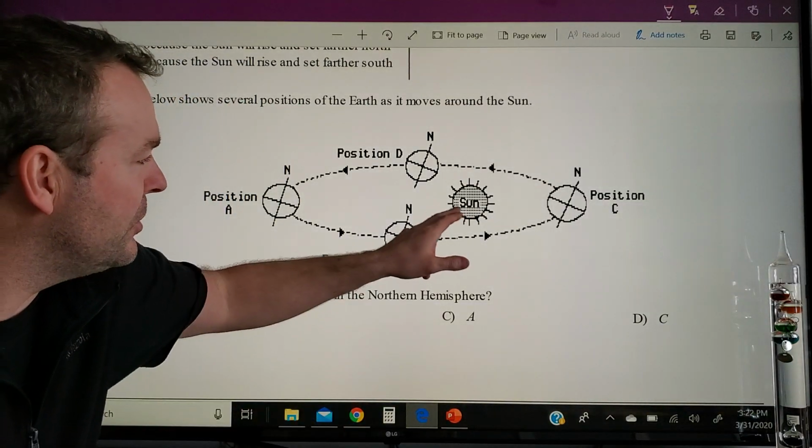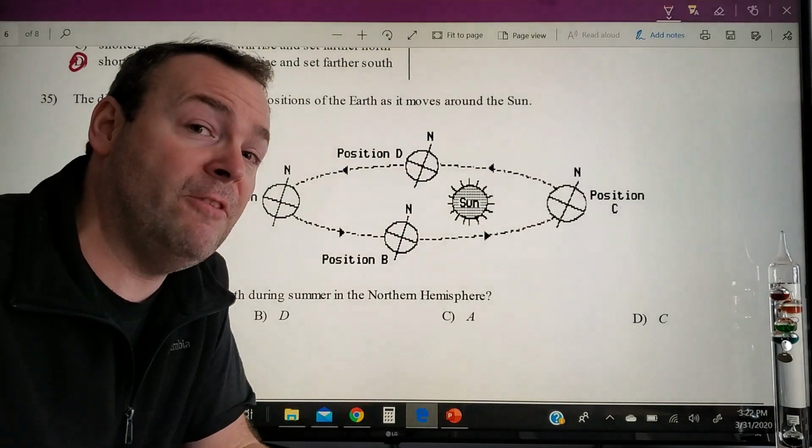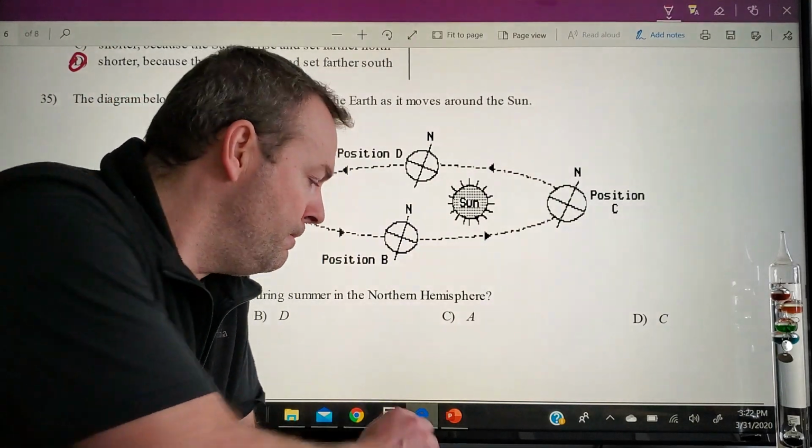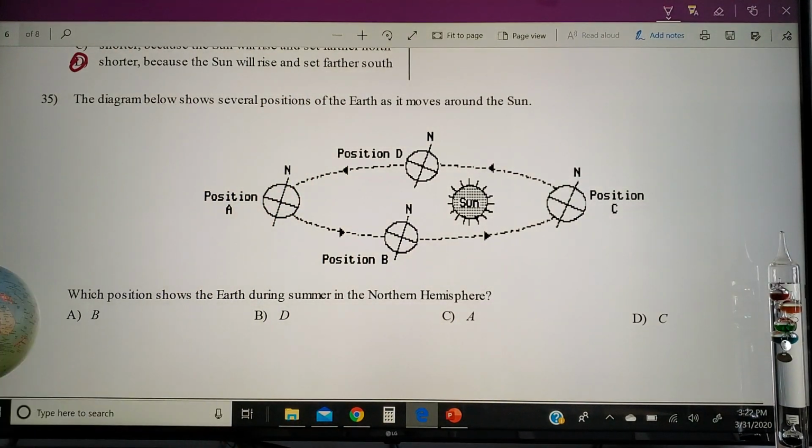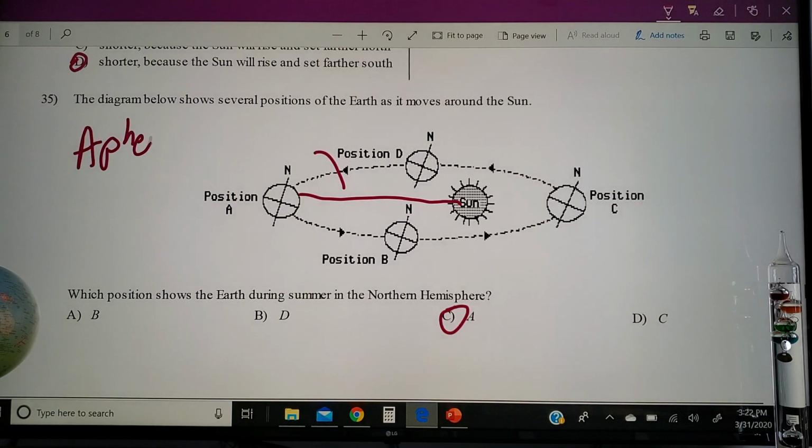And this magical distance, right when you're furthest away, A for away, aphelion. So jot that in there. All right, position A is choice C. And that distance right there, write it in, that's aphelion. And that's A for away.